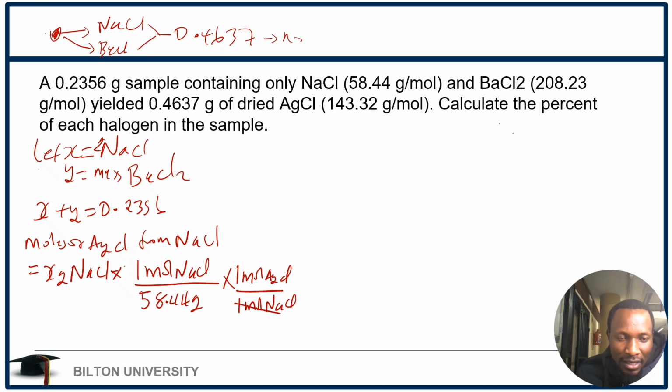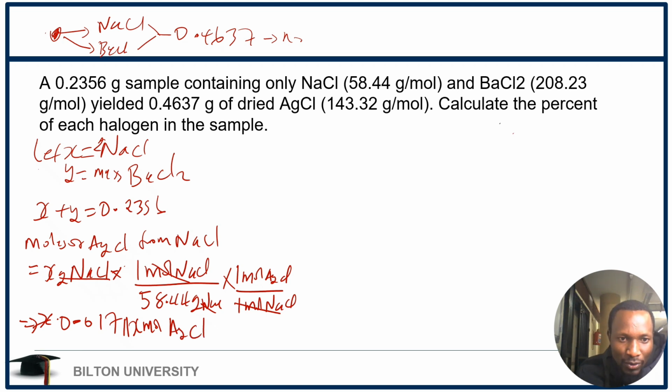From here, grams of sodium chloride cancel grams of sodium chloride, and therefore we are going to have X times 1 mole over 58.44 grams. Let's divide that, which is going to give us 0.0171111X moles of silver chloride.